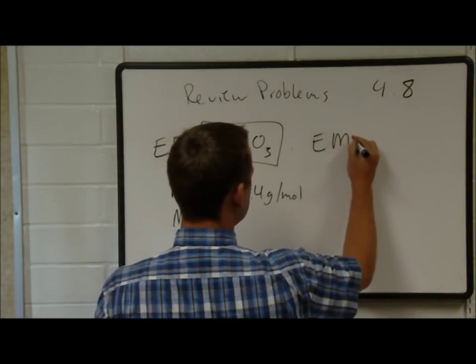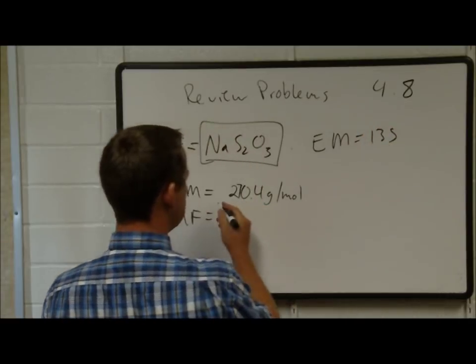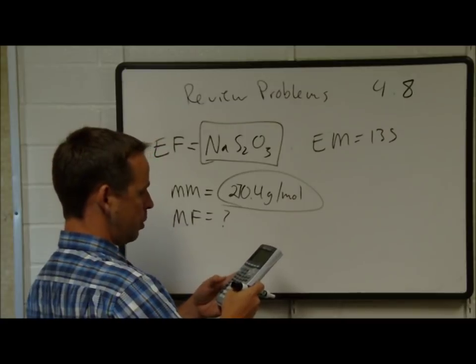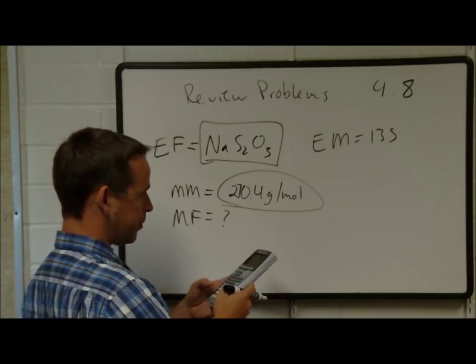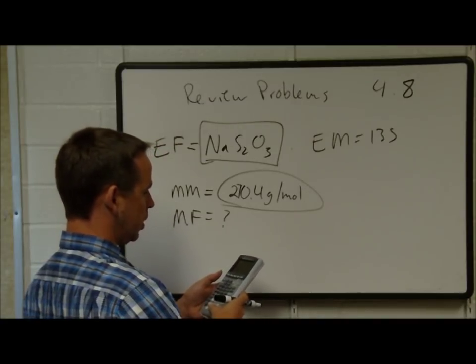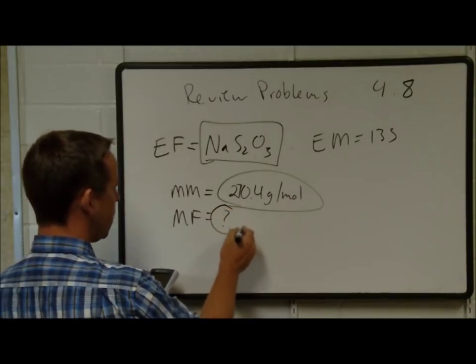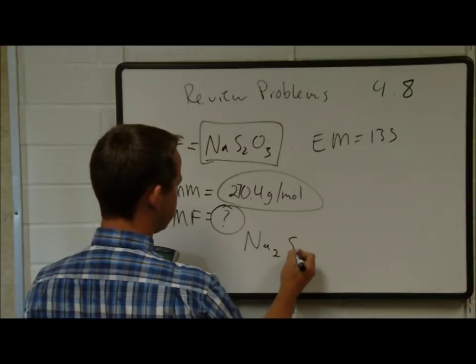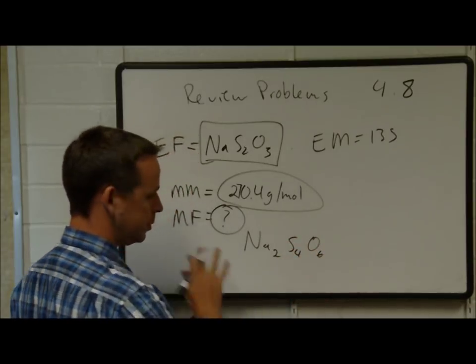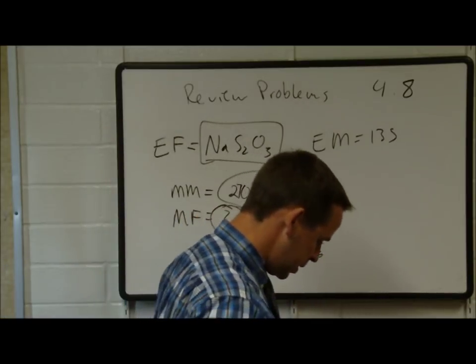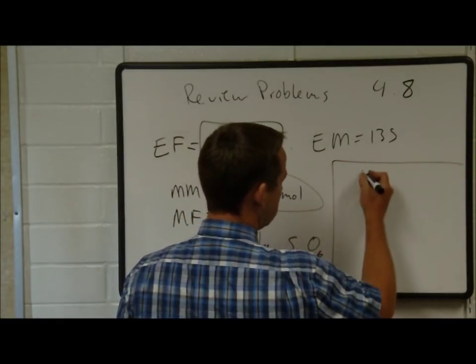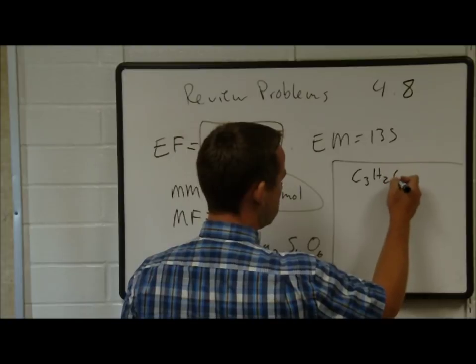Empirical mass is 135. So I can see that the molecular mass divided by the empirical mass is going to give me a value of 2. Therefore, the molecular formula is the empirical formula times 2. Does that make sense? Second one, C3H2Cl.